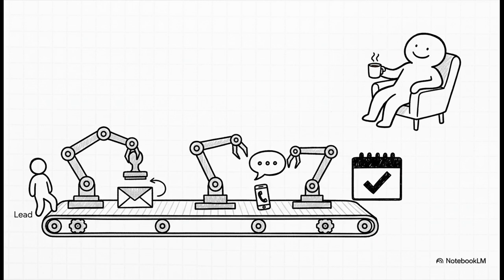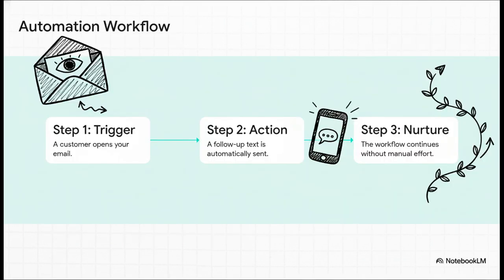I mean, think about all those repetitive manual tasks you have to do. Instead of chasing down every single lead yourself, you build these amazing workflows that do all the heavy lifting for you, automatically. Let me give you a super simple example of how this works. Okay, so step one, you set a trigger. Let's say a potential customer opens an email you sent them. Boom, that's the trigger. Then, step two, an action happens automatically. The system could instantly send them a follow-up text message.